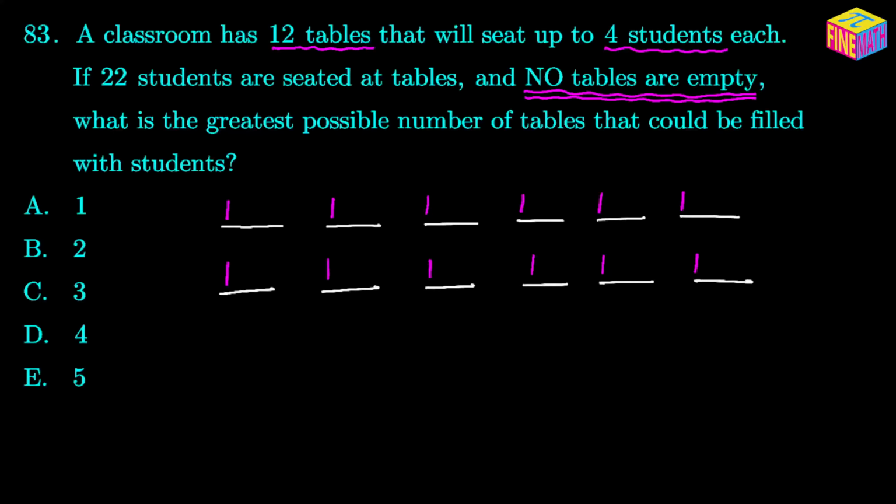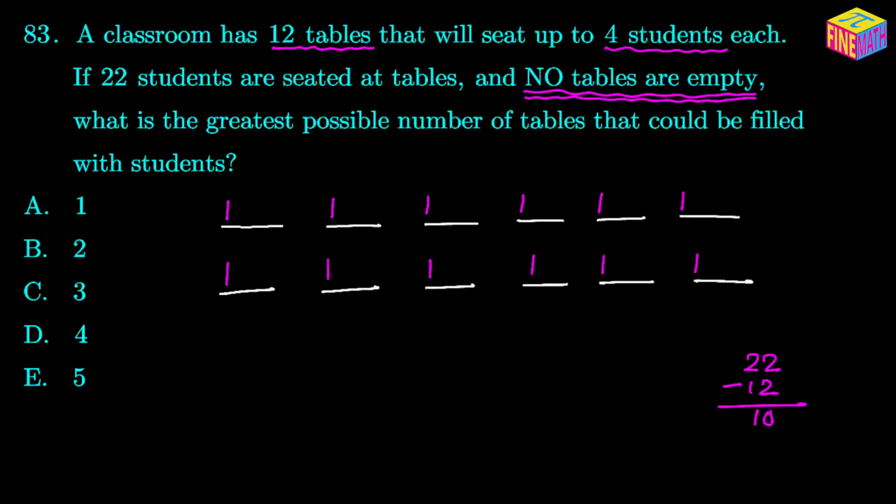Now, so far, how many students have been seated already? Well, 6 and 6, that's 12. So 12 students have been seated already. Now how many students are yet to be seated? We have 22 students, so 22 minus 12 is 10 students. So we have 10 students yet to be seated.